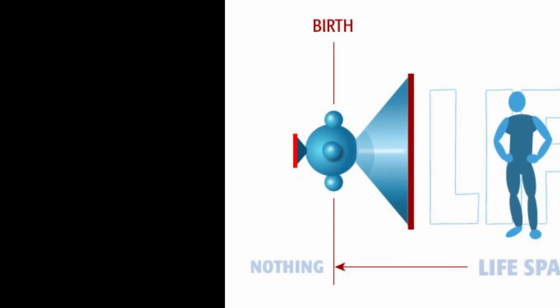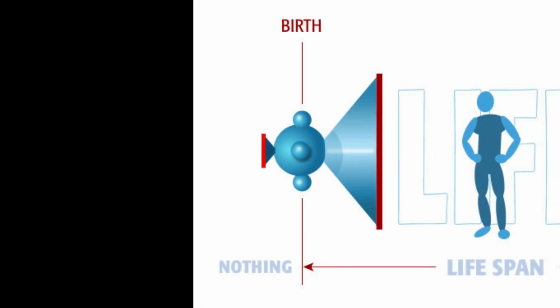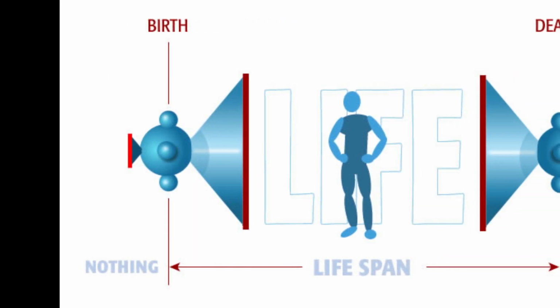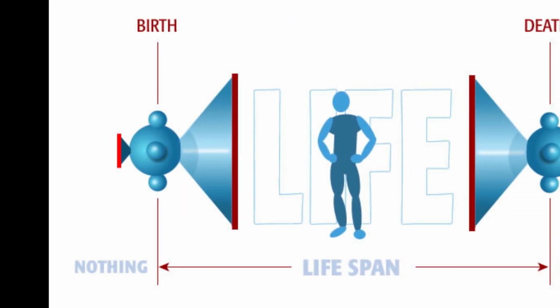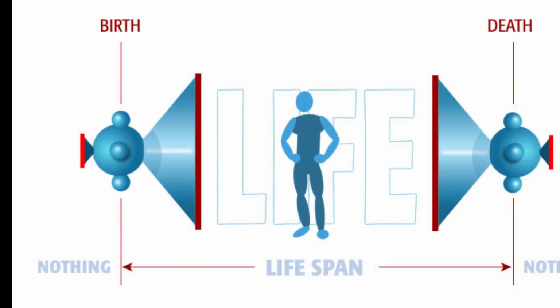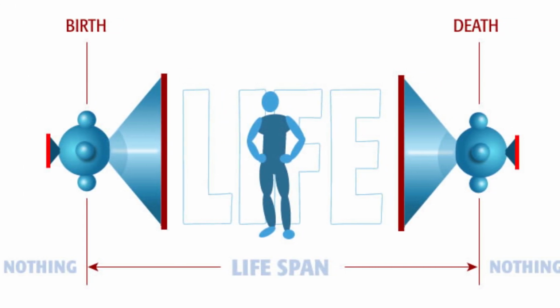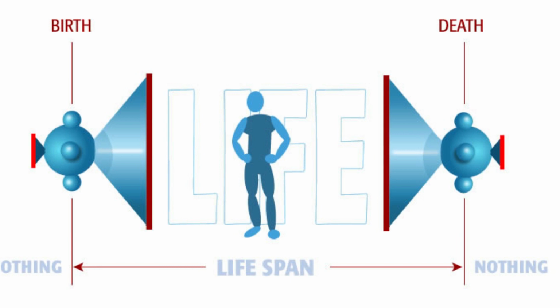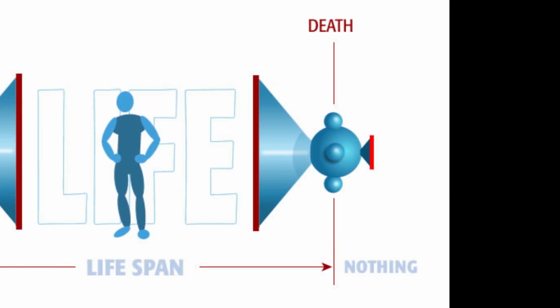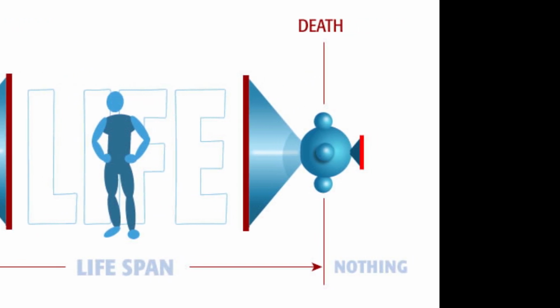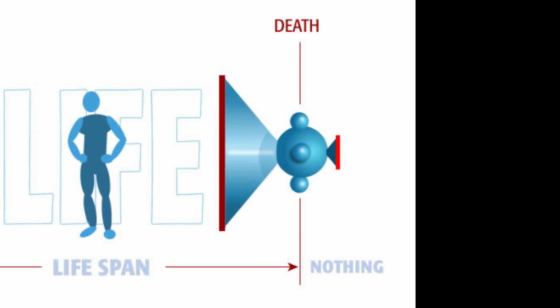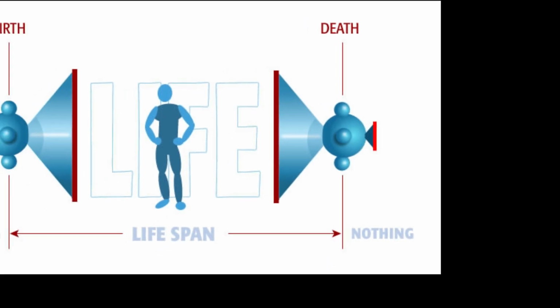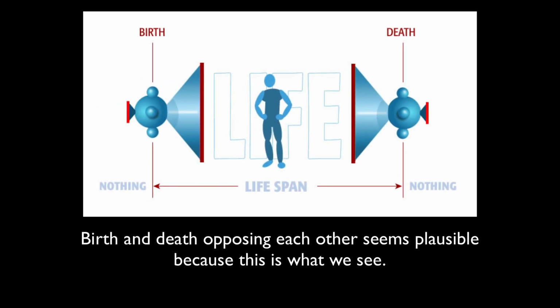1. Life starts out as nothing on the left. 2. Life undergoes dimensional change by going through conception. It comes out of conception as life. 3. Life undergoes dimensional change again at death, going into the output side of conception. 4. Life comes out as nothing on the right. This arrangement is what we see.